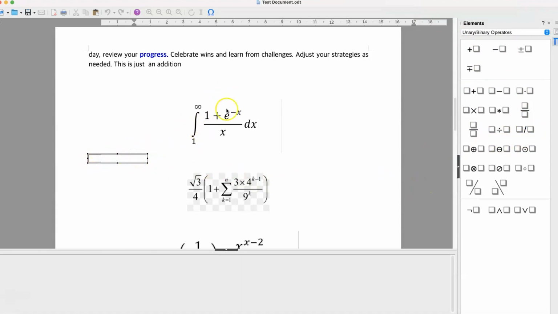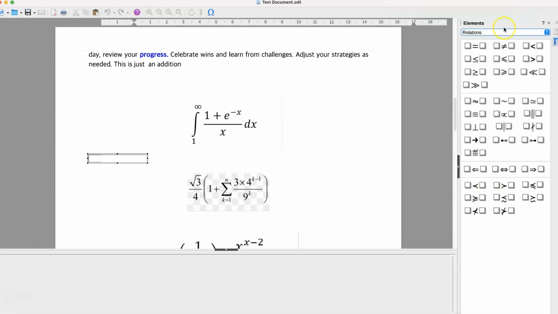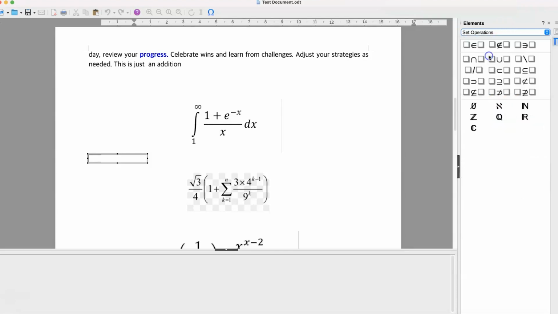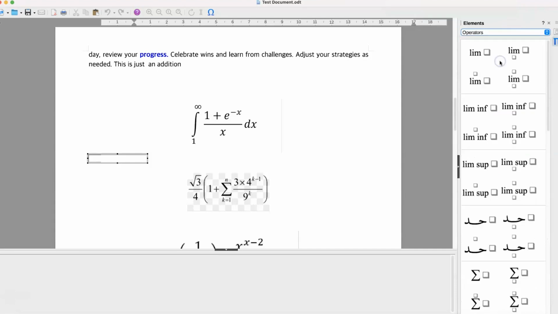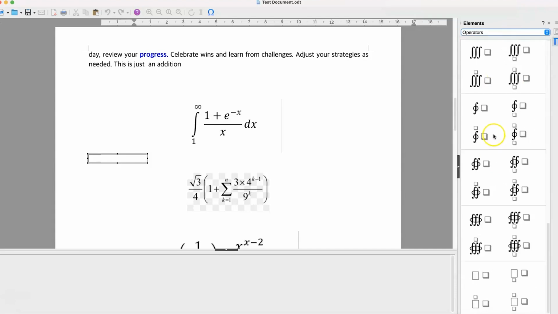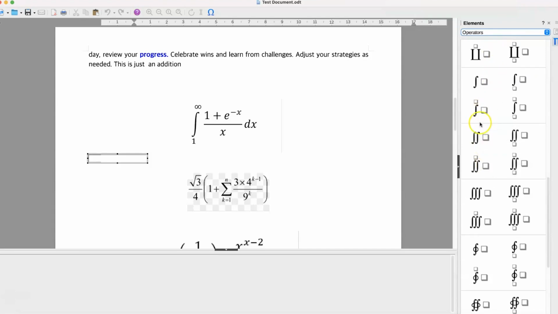So the whole thing lies within an integral sign with an initial and final point, from 1 to infinity of this function. Let's start. You can come over here and see different kinds of operators. You can have relations, for example greater than, less than, equal to. You can have set operations of different types, functions of different types, and different operators. If you have limits, you can see different kinds of integrals and many more. But in our case, we are dealing with an integral that has limits, an integral with subscript and superscript.